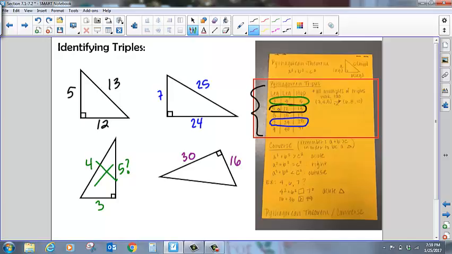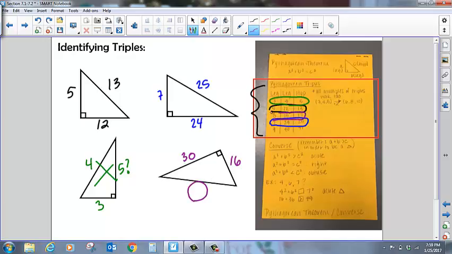Now, at first glance, there is no triple where there is a leg of 16 and a leg of 30. So that's where you want to check the multiples. Do we have a base triple that if we multiplied it by a certain number, we would get 16 and 30, and then we'd be able to find out whatever this missing piece is? And the answer is yes.